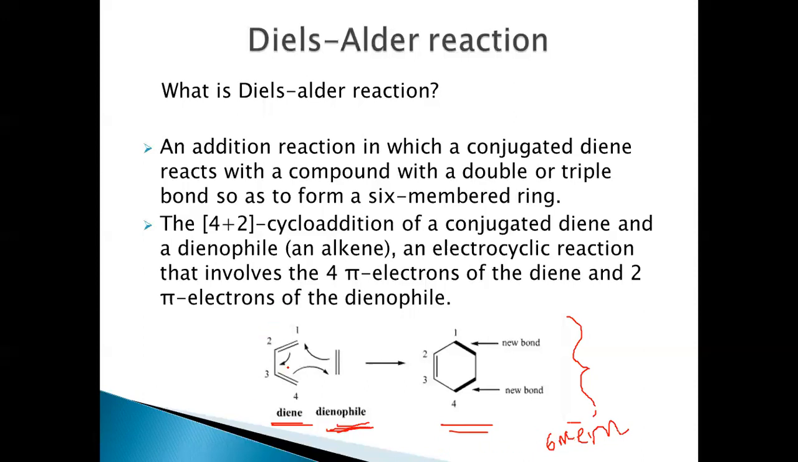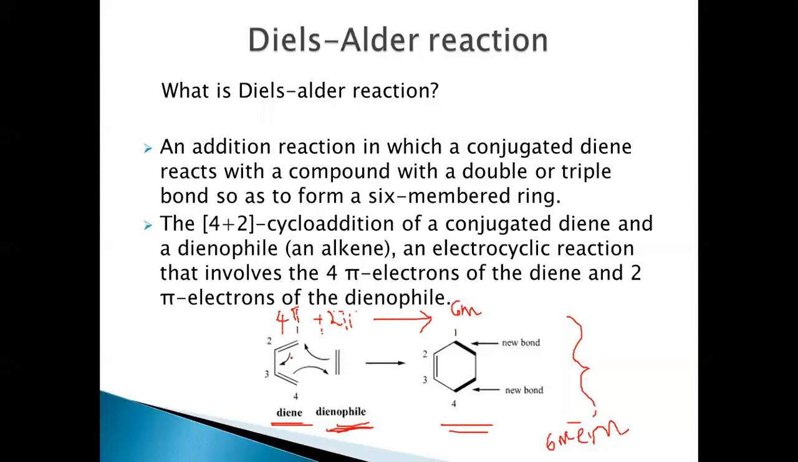Here, this is called a diene, a conjugated diene. This is giving 4 electrons, that is, pi electrons it's donating. And this dienophile, which is an alkene in this case, is giving 2 electrons for the reaction to take place, resulting in the formation of this six-membered ring here. In this case, it's a cyclohexane.